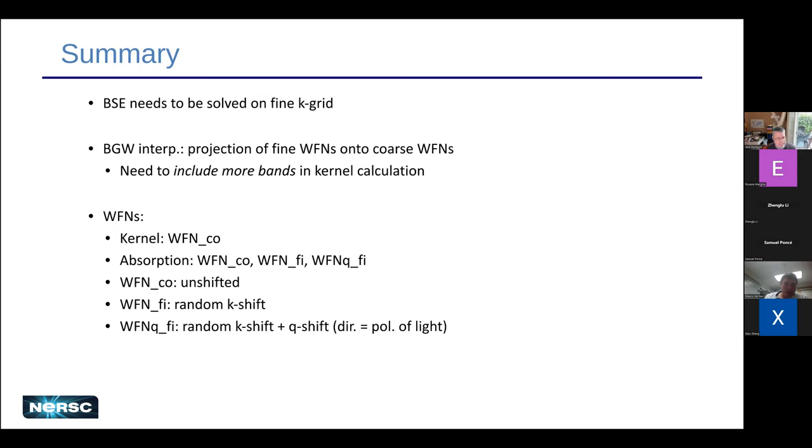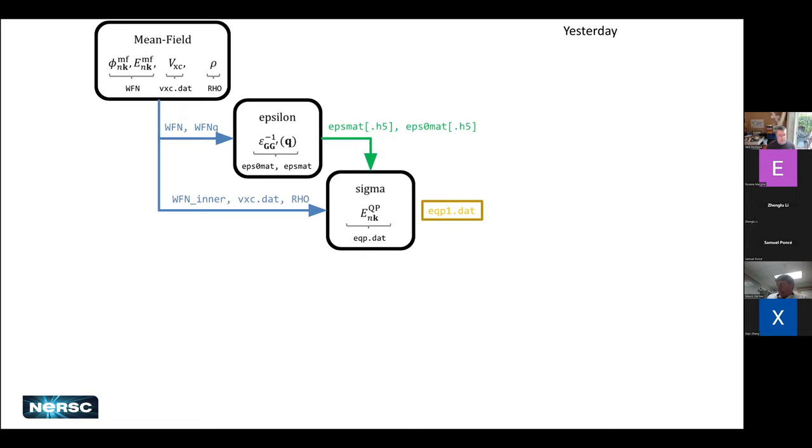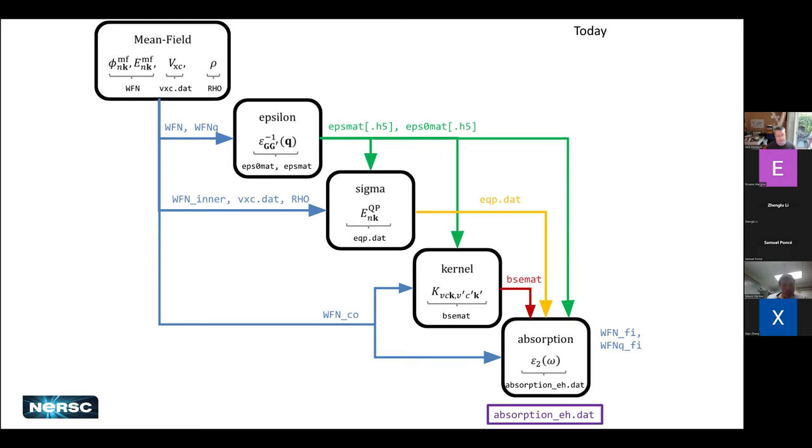The conclusion of the BSE step is that BSE really does need to be solved on a very fine grid of K points. We use an interpolation strategy in order to do that, which involves first constructing the interacting kernel, or the BSE kernel, on a coarse grid, and then interpolating it to a fine grid. And this explains why you need these additional wave function files, WFN_FI and WFN_QFI, in order to do that interpolation. And if we add these two steps to our earlier GW workflow, you end up with the following complete GW Bethe-Salpeter equation workflow for calculating an interacting absorption spectra that includes the electron-hole interaction contribution.